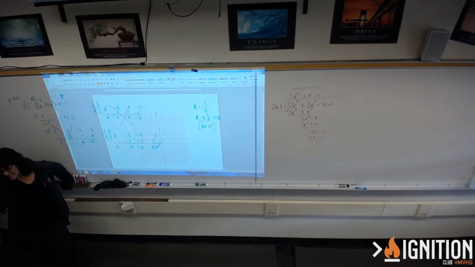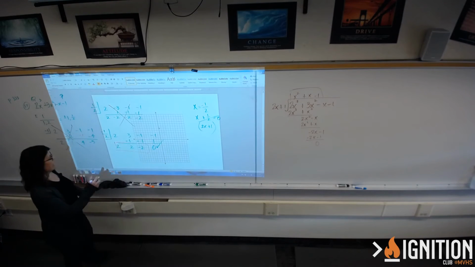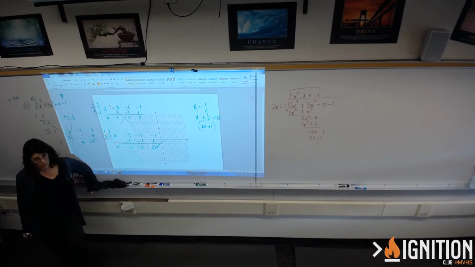In this case, it's mx plus b. The coefficient on x is 2, right here. What's the denominator on the negative 1/2? 2. All the other ones we've done that weren't fractions, it was 1.